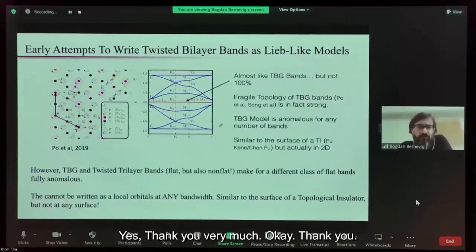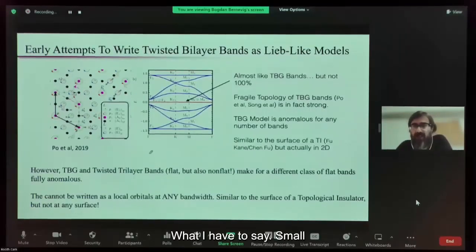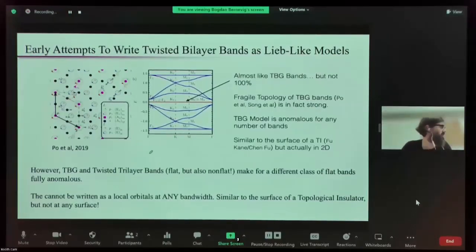Okay, so what I have to say, and I'll go fast about these models, is that they break some symmetries. In other words, in the twisted bilayer, for the people that know the Dirac model, the Dirac model per valley can never be written down in terms of a finite number of objects. And you can ask me how can that be? And the answer is that the Dirac model is a continuum model.